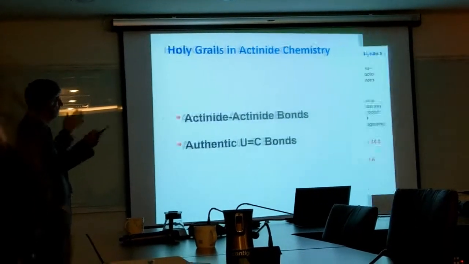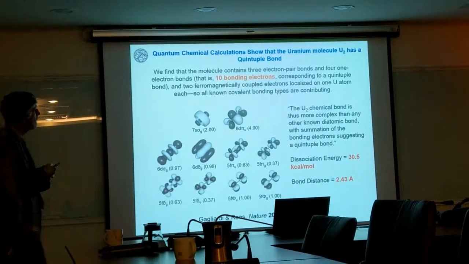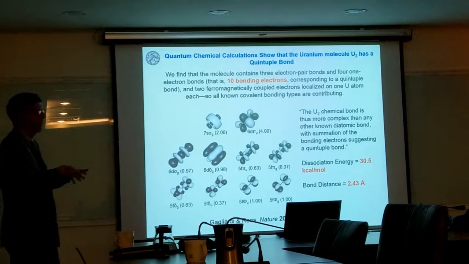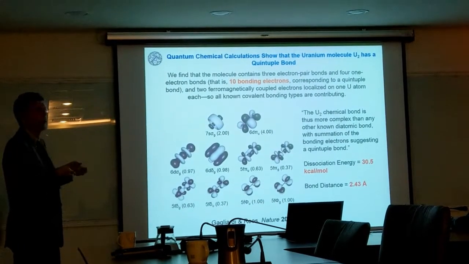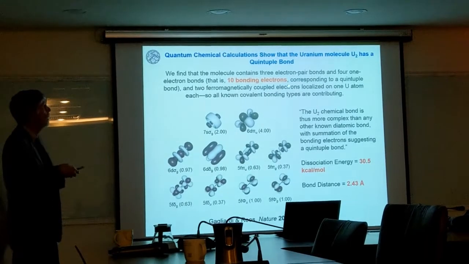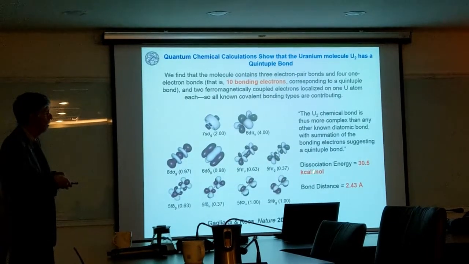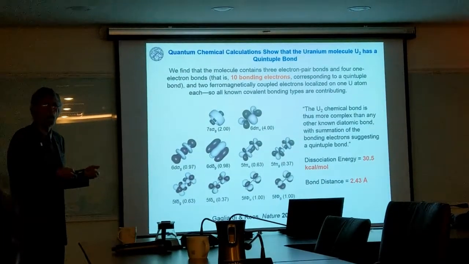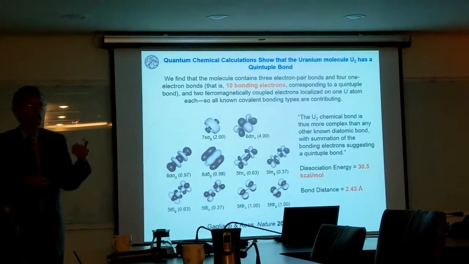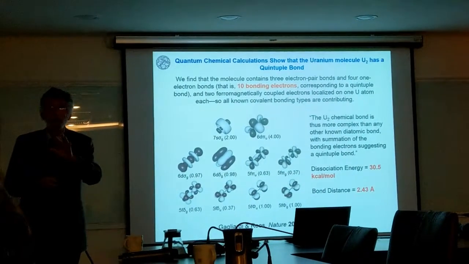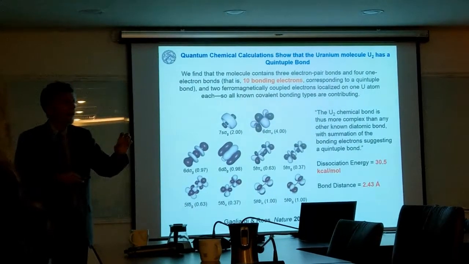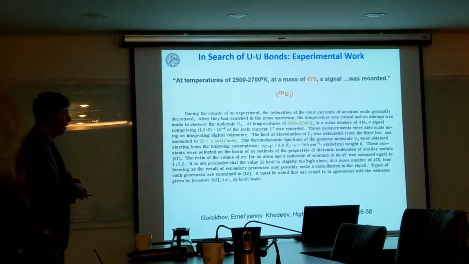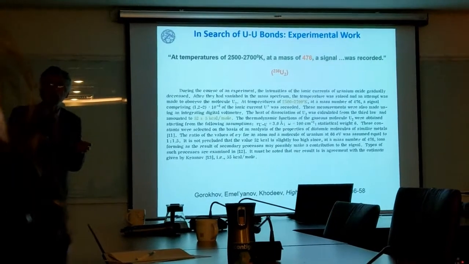So let me go to some calculations. This is Gagliardi in Minnesota, published in Nature 2005. This is all theory. She predicts that the U2 molecule in the gas phase should exist with a quintuple bond between the 2 uraniums, with a dissociation energy of 30.5 kilocalories and a distance of 2.48 angstroms. What is known in terms of experimentation is essentially nothing. I hope that you can find something and tell me different, but all I can find in the literature is this paper by Gorokhov and co-workers in a journal that I had never heard of before in my life.